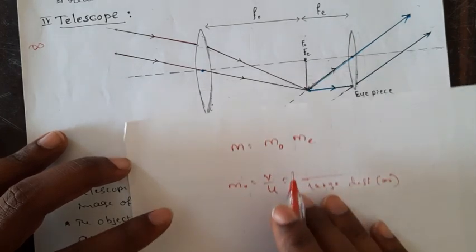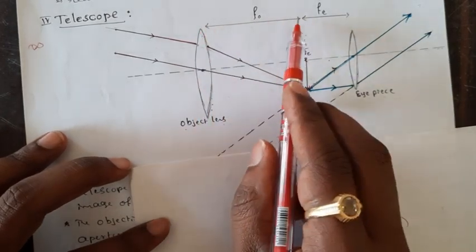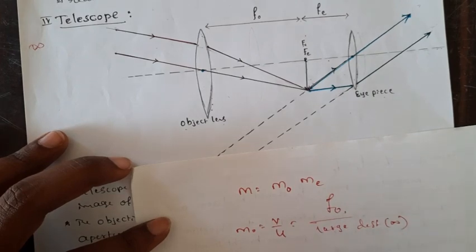Okay, what about V? Where is the image formed? Here. And what about its distance? This is from here to here. This is F naught.